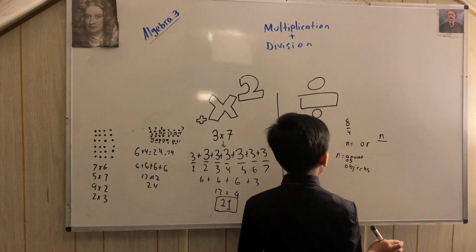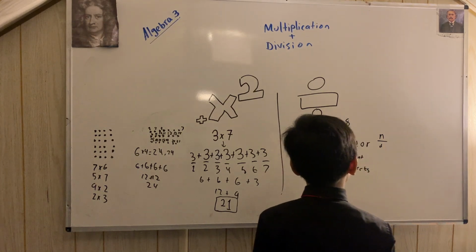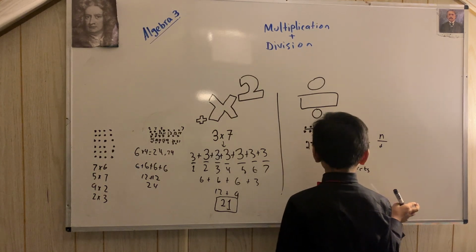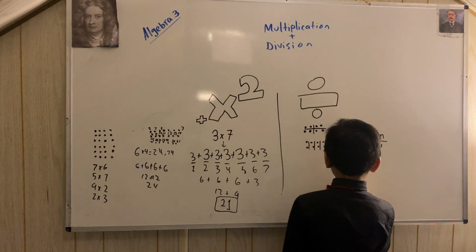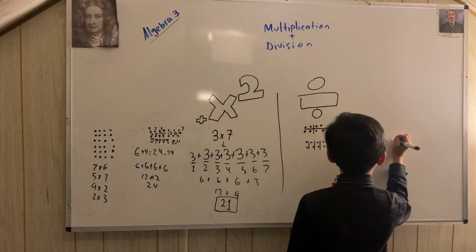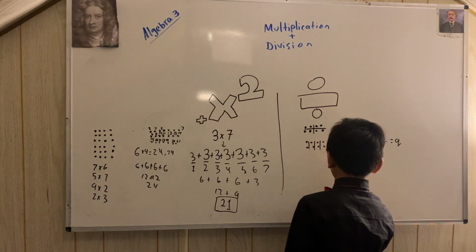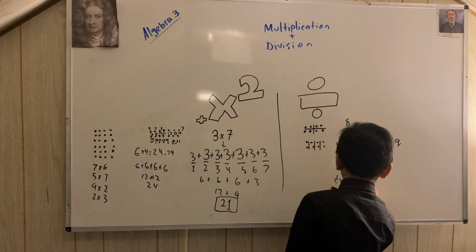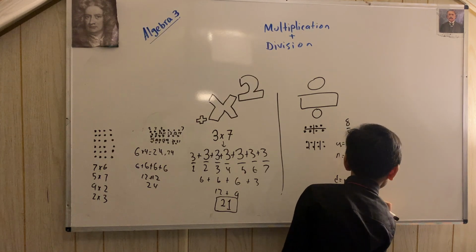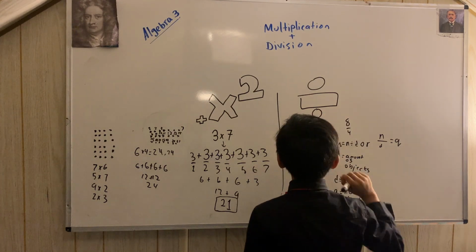And then you have D for denominator, because that's what it's called. D would be how many parts you need to divide it into. And then the answer, which we'll call Q for quotient, because it's called that, is equal to the number of objects in each one. So 8 divided by 4 is each group contains 2.